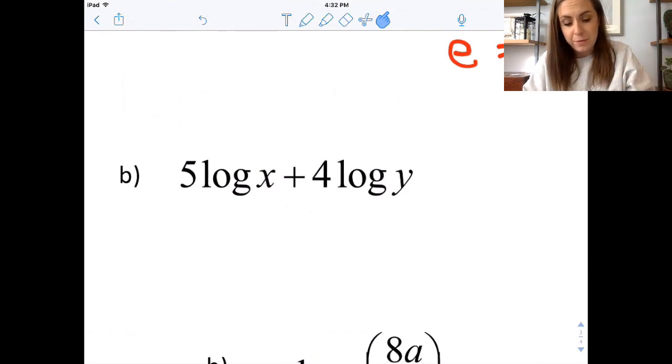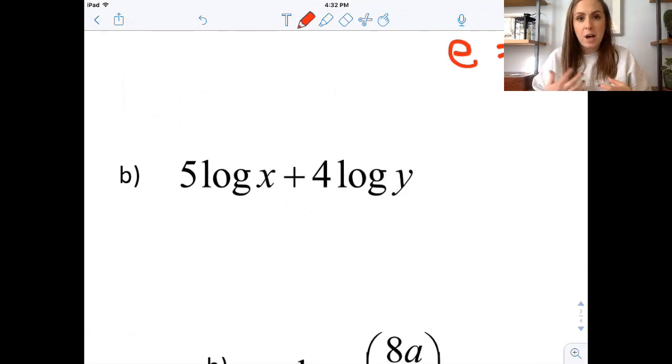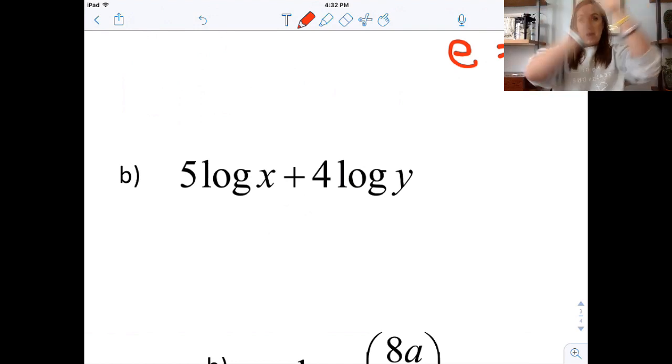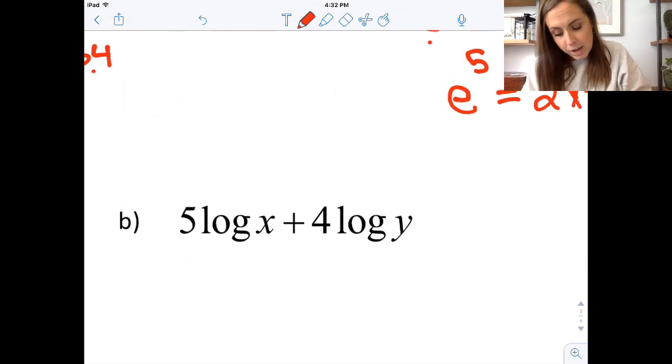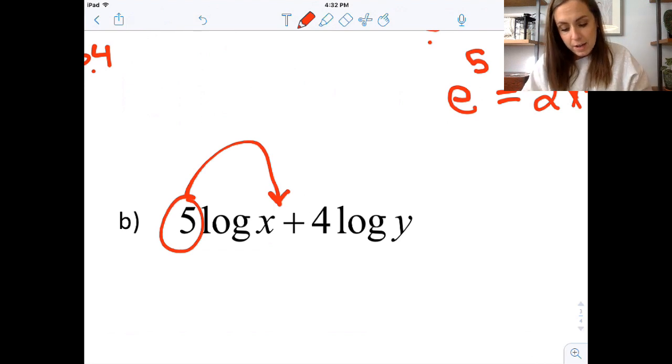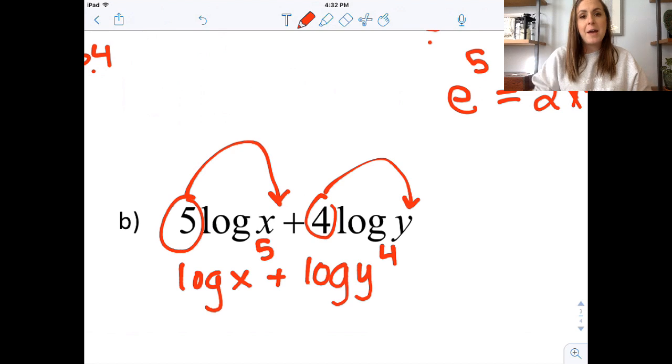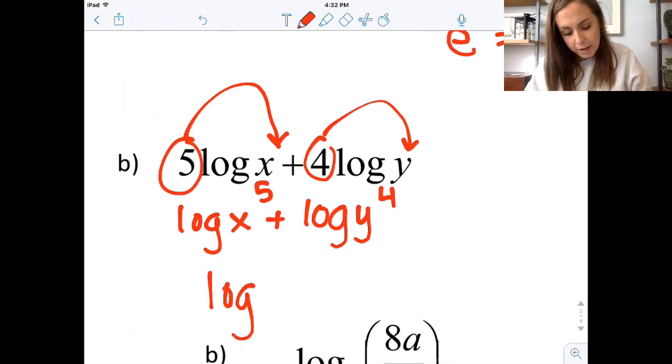So on B, I see a couple different laws of logs. Remember, when we add logs, we can multiply what's inside. When we divide logs, we can subtract. And when we raise a power to a power, we can multiply it out front. So here, this is out front. That means it was originally a power to a power, right? So this is log of x to the 5th. This is log of y to the 4th. And then I am adding, so I can multiply what's inside. So this would be log of x to the 5th, y to the 4th.